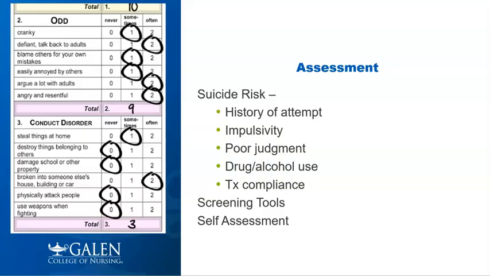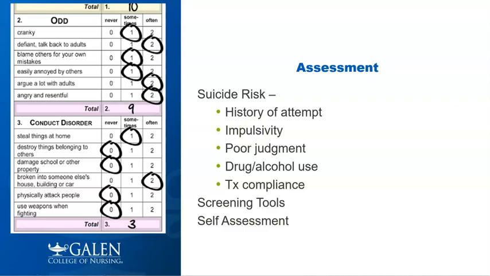We have some different scales that we can do. We can see scales for ODD and conduct disorder. We might have some overlap in it, so we do have to be cautious. Suicide risk is a big one. Impulsivity is a huge risk factor for suicide.